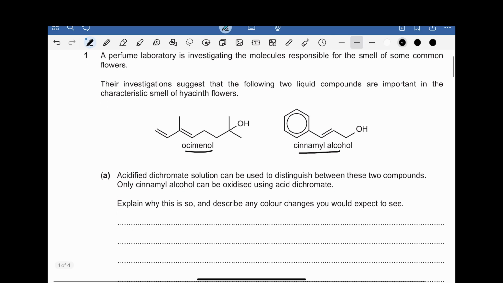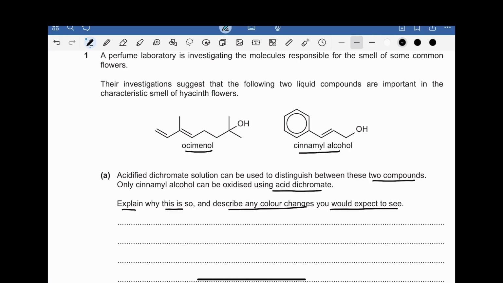A. Acidified dichromate solution can be used to distinguish between these two compounds. Only cinnamyl alcohol can be oxidized using acid dichromate. Explain why this is so and describe any color changes you would expect to see. We know alcohol can be oxidized. Primary alcohol can be oxidized into aldehyde or carboxylic acid depending on the conditions using an oxidizing agent. Secondary alcohol can be oxidized to ketones, and tertiary alcohol normally doesn't undergo oxidation.